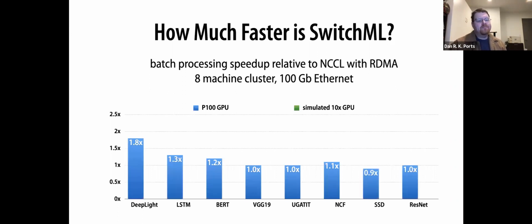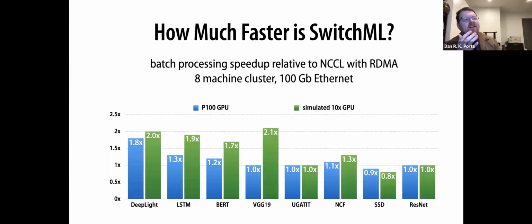So again, we're looking at a variety of different networks. The speedup we get varies. Some of the networks like DeepLight were highly network bound already, and we can speed that up by quite a bit. Some of them were not network bound, so there's no real speedup there. But recall that this is something that's going to become more important as GPUs get faster. So we're able to simulate a GPU that's 10 times faster than our P100. That puts it roughly on par, we believe, with the latest GPUs that are available today, although they're very hard to get a hold of.